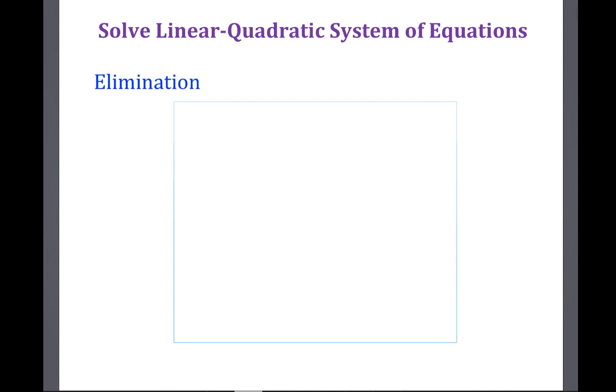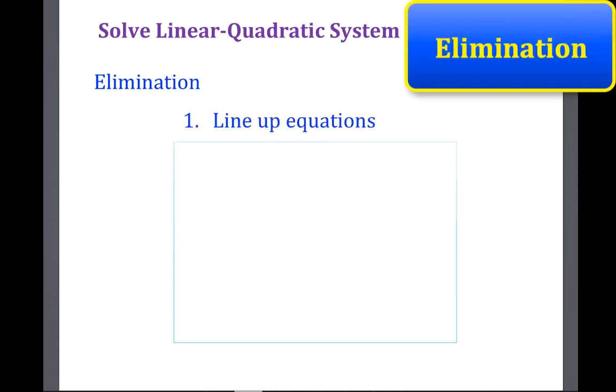Well, hello again. Let's solve another linear quadratic system of equations, and this time let's use elimination. To start, the first thing we're going to need to do is line up the equations. We'll want to see an x squared above an x squared, a y above a y, and a constant above a constant. If any of those variables aren't represented, then we just leave it blank.